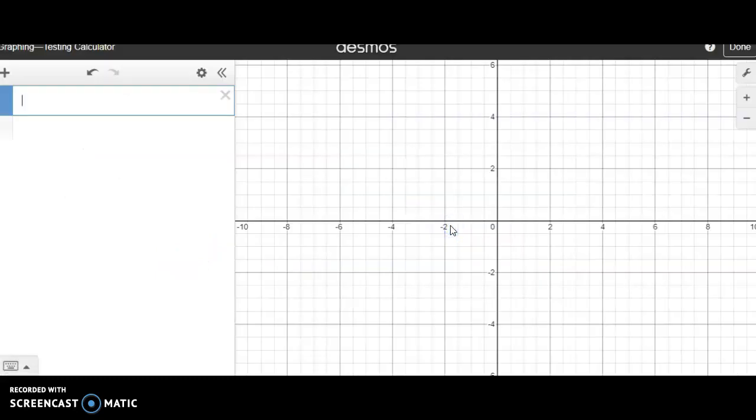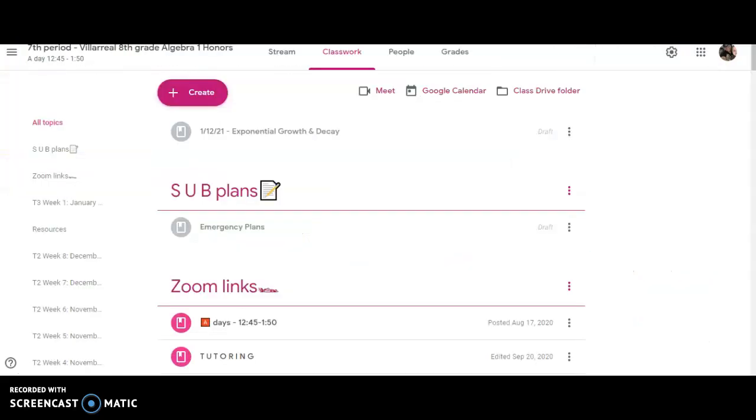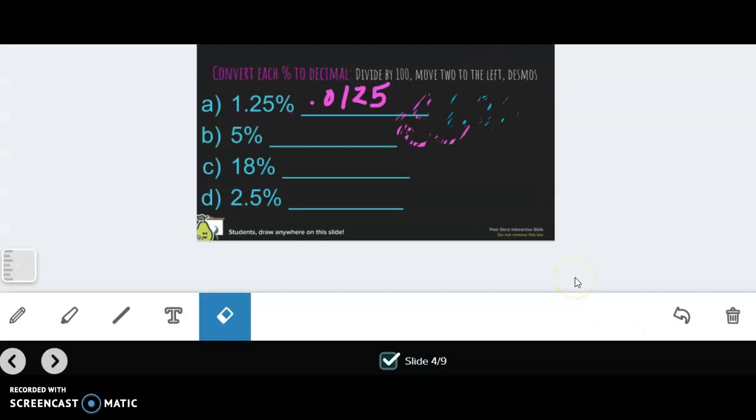Okay, so let's see, 1.25. If you do shift and the number 5 at the same time, percent of 1, see how it gave me my answer? 0.0125. So there's 3 different ways for you to convert those, okay? If you remember to move the decimal 2 times to the left, move it and you're done, right? If you remember that you need to divide by 100, then choose that way, right? And then, of course, you can always use Desmos or the calculator to help you. Got it? Okay.